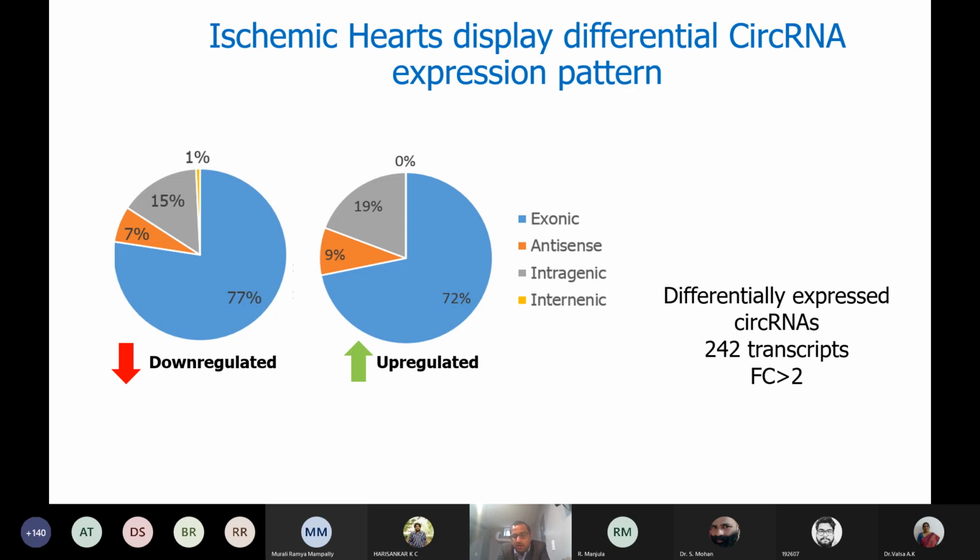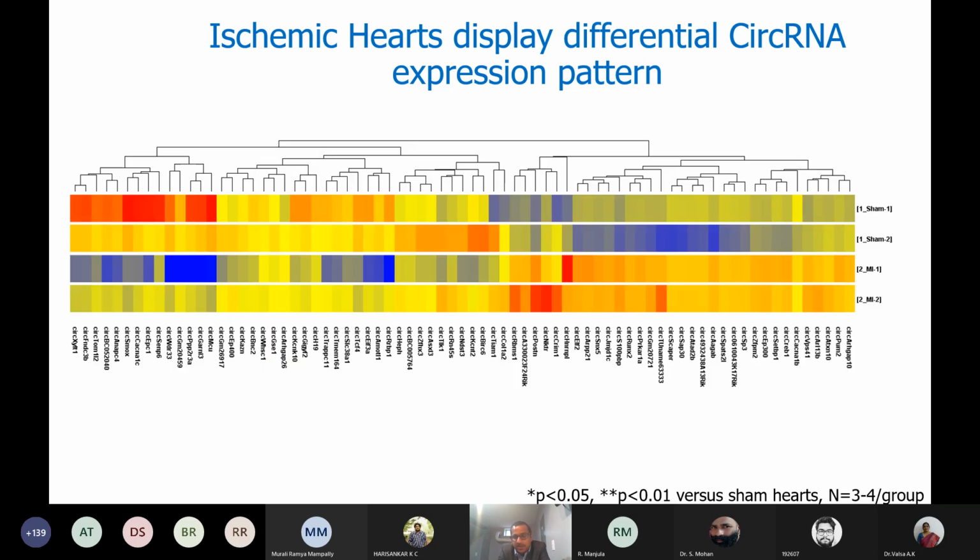So now we started exploring downregulated circles. When we started, we didn't have a good knockdown strategy, so at that point we looked at only downregulated circles. This is a heat map of how it looks. We have the non-surgery group, where there's no MI, no heart attack, and these are heart attack mouse hearts. We performed circular RNA expression profiling, and red represents high expression and blue represents low expression.